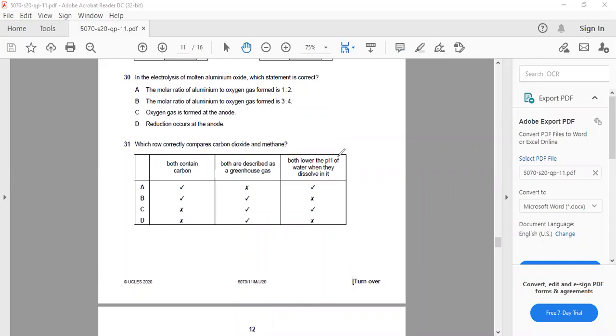Thirty-first MCQ is about carbon dioxide and methane. Both contain carbon? Yes. It means C and D are wrong. Both are described as greenhouse gases? Yes. They cause global warming. It means B is the answer, because here it says no. It means A is wrong. Both lower the pH of water? No. Carbon dioxide is acidic, it lowers the pH. Methane is a neutral gas, so methane does not lower the pH.